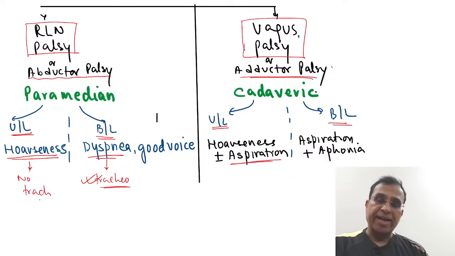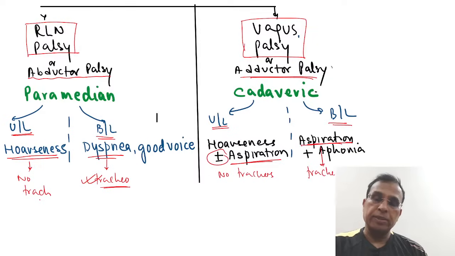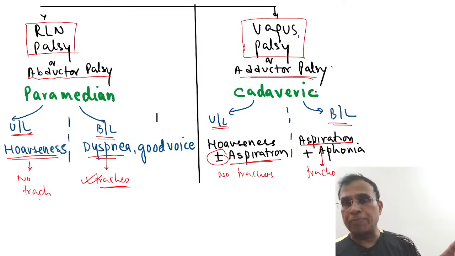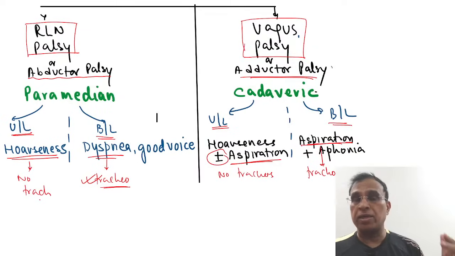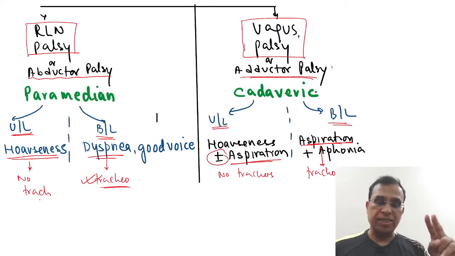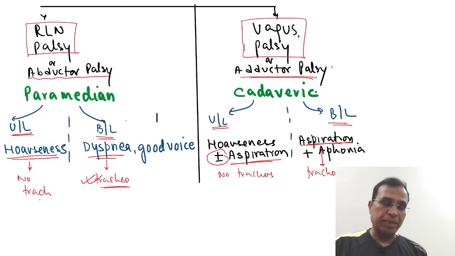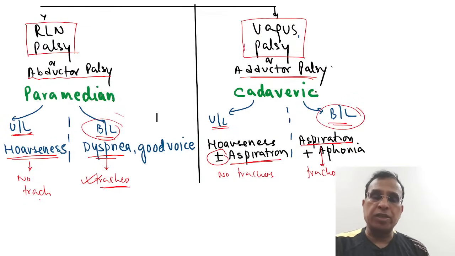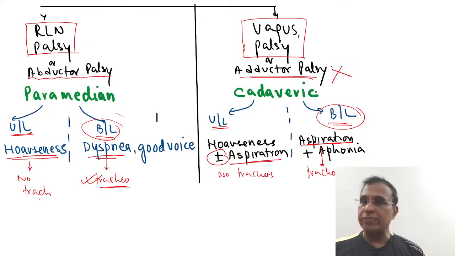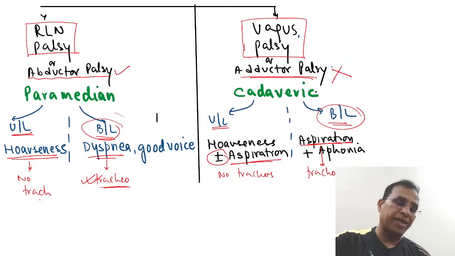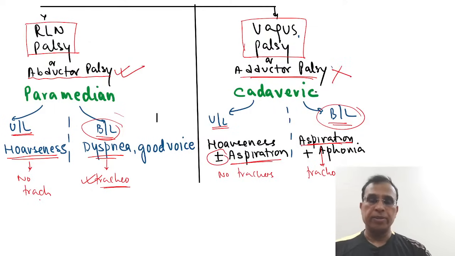In the unilateral case, aspiration is plus minus, so usually no tracheostomy. But in bilateral palsy, aspiration is already there, so you may have to do tracheostomy, right? So out of the 4 types of vocal cord palsy, unilateral abductor, bilateral abductor, unilateral adductor, and bilateral adductor palsy, there are 2 where tracheostomy may be required: bilateral abductor palsy and bilateral adductor palsy. Now, bilateral adductor palsy was not given in the choices, and that's why that cannot be the correct answer. So the correct answer is bilateral abductor palsy, right?